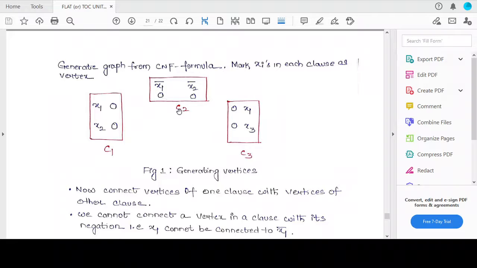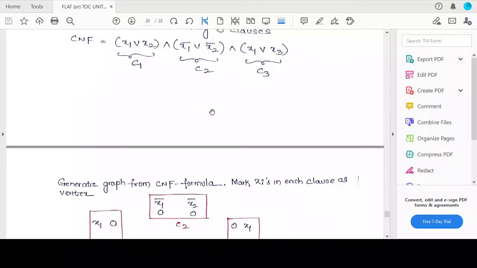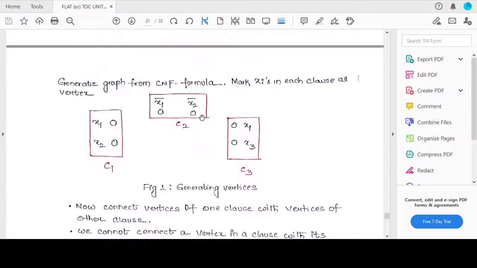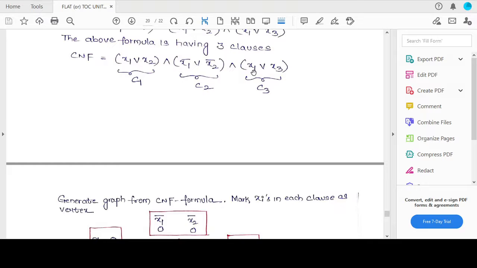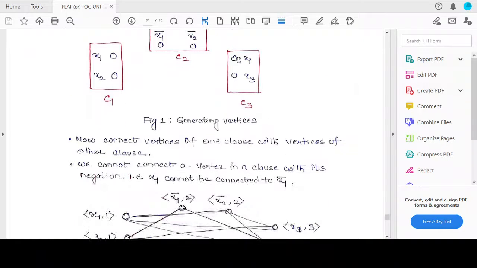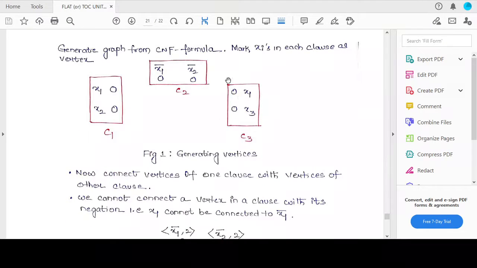Same, clause 2 has two vertices, x1 bar and x2 bar. Why? Because clause 2 has two boolean variables, x1 bar and x2 bar. So I am converting x1 bar and x2 bar into vertices in the graph. x1 bar is one vertex, x2 bar is another vertex. Next, clause 3: x1 is one variable and x3 is another, so x1 is one vertex and x3 is another vertex in clause 3. So now we have got these vertices.